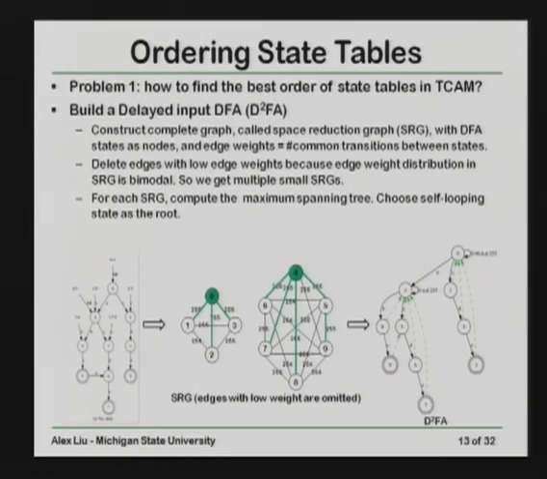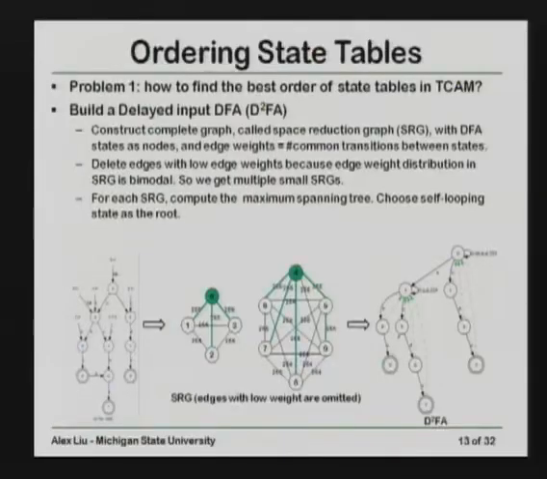And then for this forest, we build a maximum spanning tree, and we use the self-loop states as the root. So the basic algorithm is similar to the one originally proposed in the D-square FA paper, although the optimization choices are different. In the D-square FA paper, the basic idea is that every state has 256 possible outgoing edges. That's too many, so how do we reduce it?